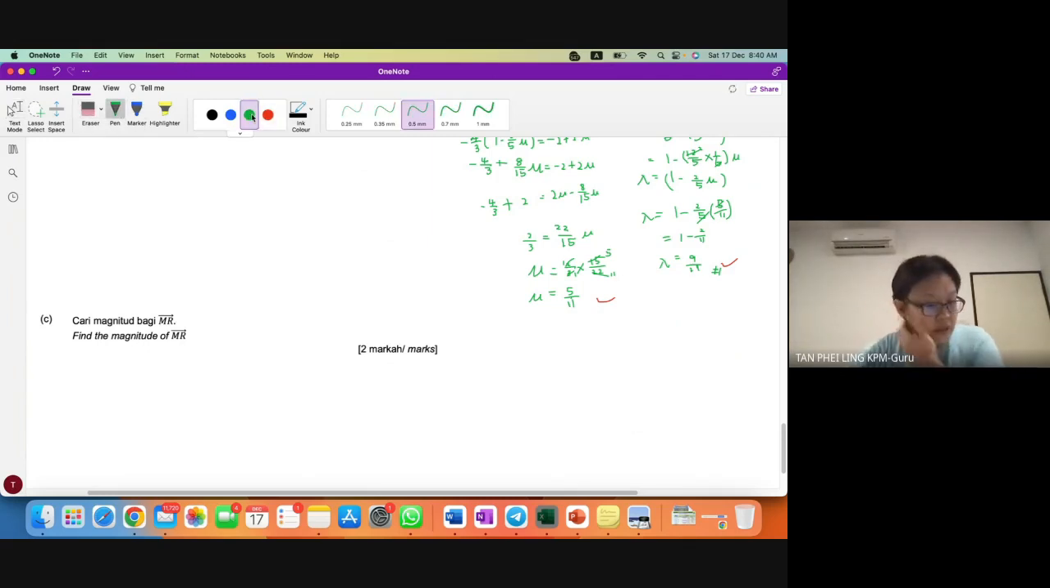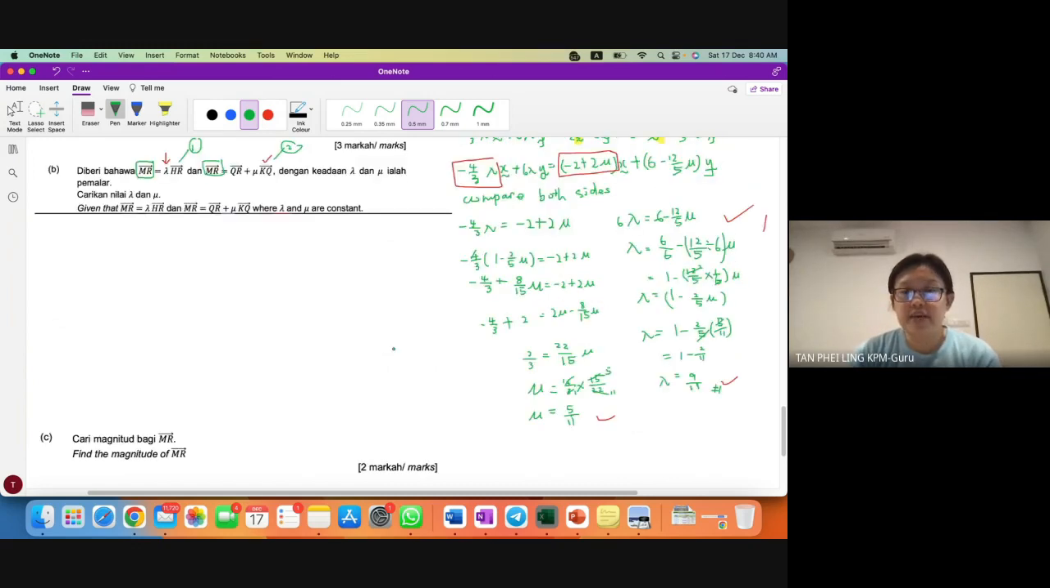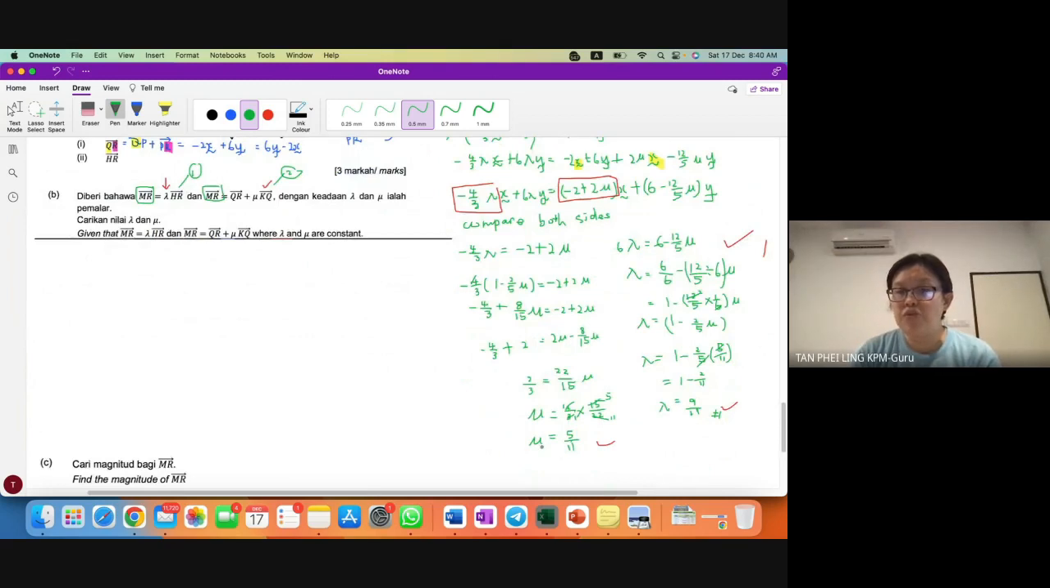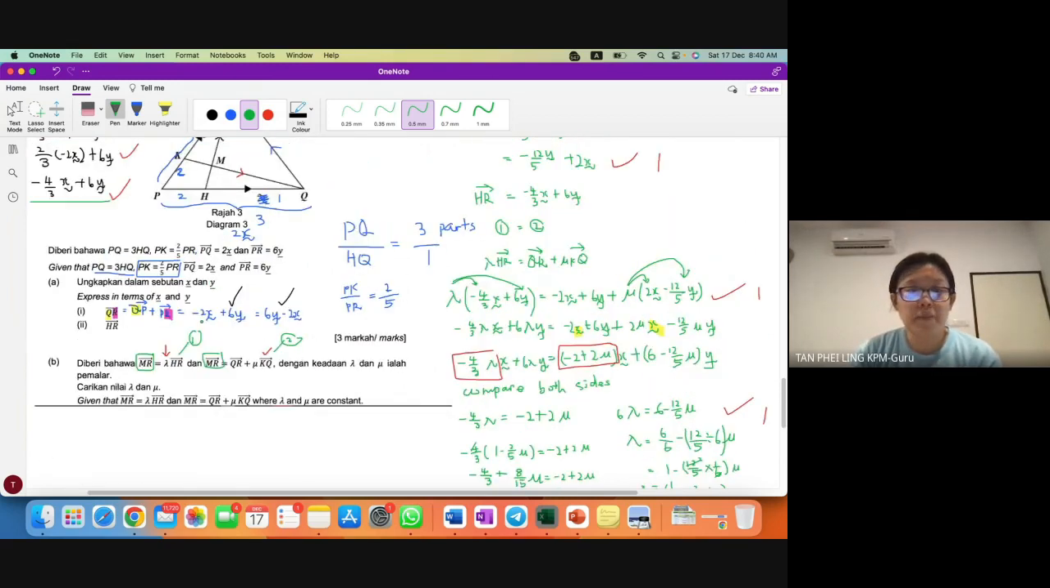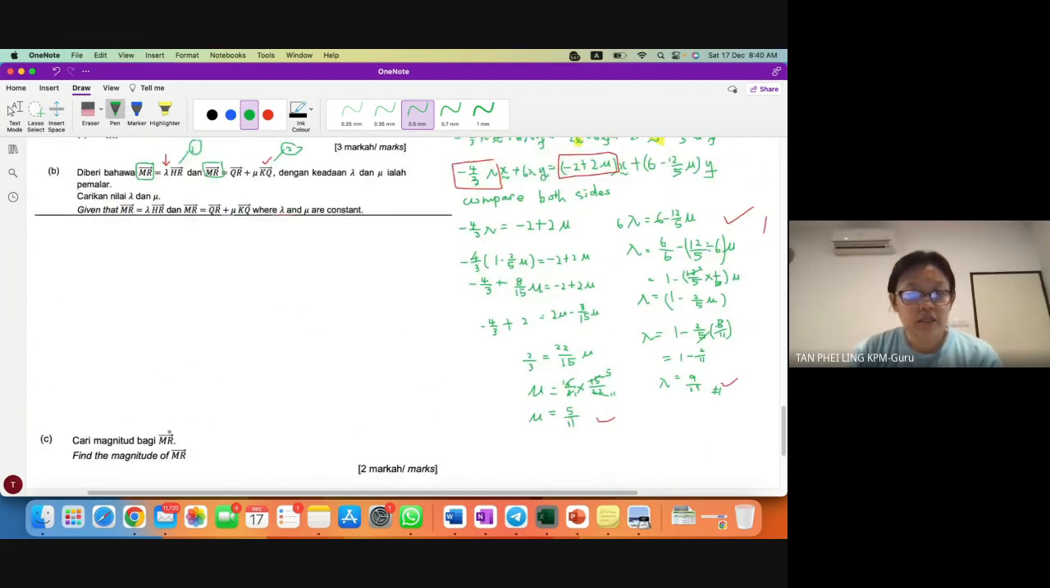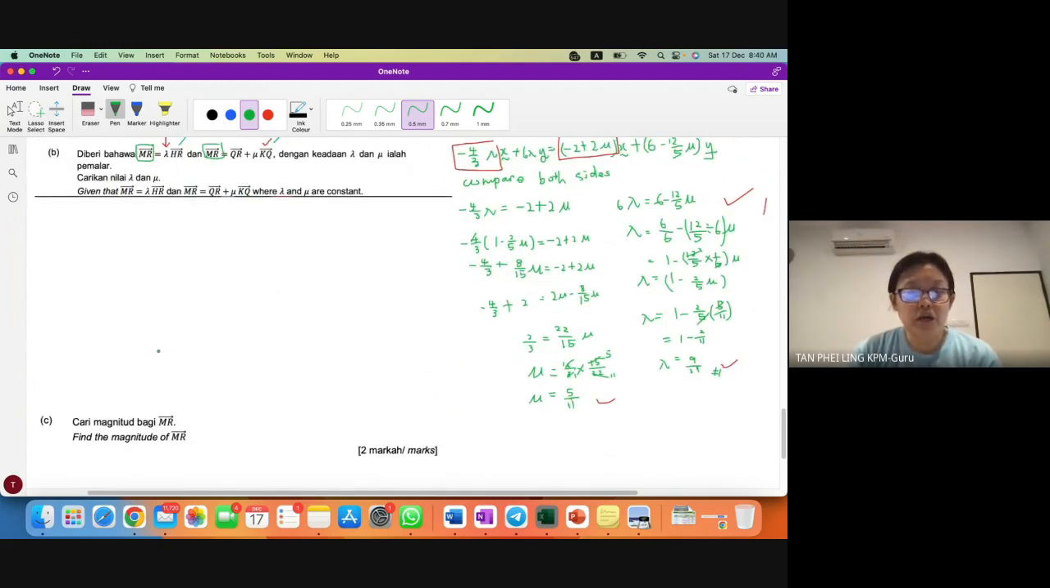Okay, so for magnitude you have to think of the i and the j. Let's put in first, because MR in the end we didn't solve, since we solved for mu and lambda only. So we need to come back to our MR. Our MR is actually lambda HR, right? So you have to put in first to find out what lambda HR is. So lambda is 9 over 11.